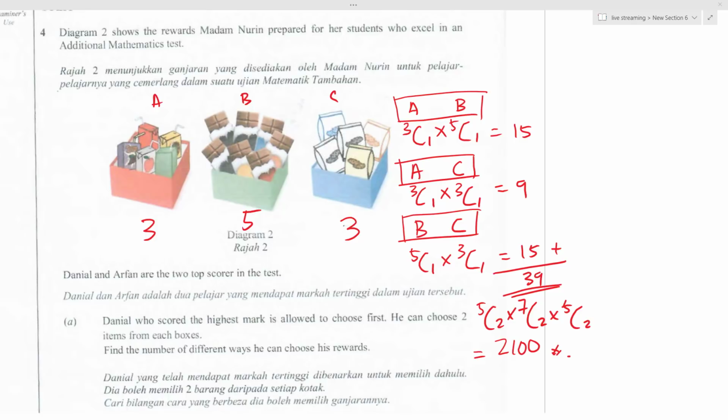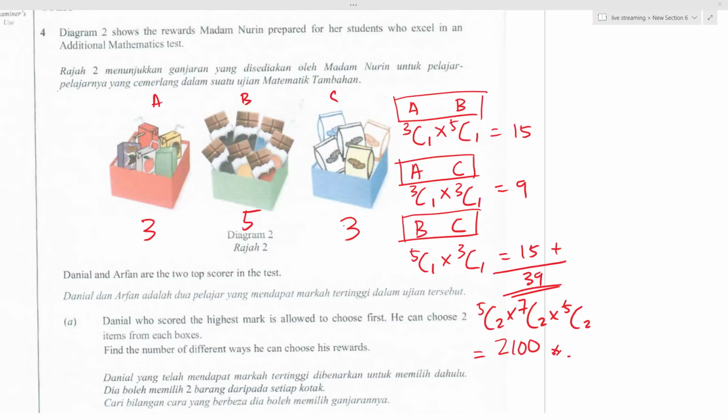If you use 3C2, then it's not specified which box. Because 3C2 is like 3 boxes, I randomly choose 2 boxes, and then from the 2 boxes, I need to choose 1 item from each, because each box has different items. So you can do 3C2, and then assume you choose A and B, then you do 3C1 and 5C1. It doesn't make sense, because what if you choose boxes A and C? They have different items. So I prefer you do it separately. Even when I check the marking scheme, it also can't be done all together. So I guess separate is the only way to do it.